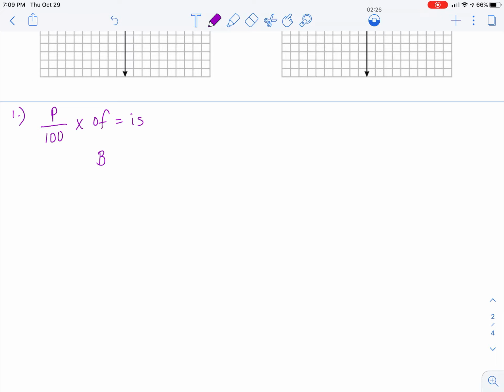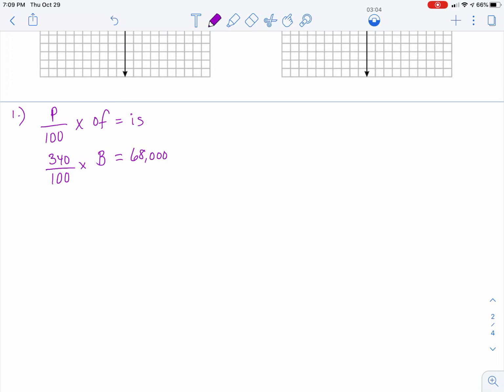With the percent, it says that after the storm, the number of destroyed flowers was 240% more than before. So that means it's not going to be 240 over 100. It's going to be 340 over 100, because 240 is the increase above the 100%. So we have 340 over 100 times, we'll call it B for before, and the is number is going to be 68,000.